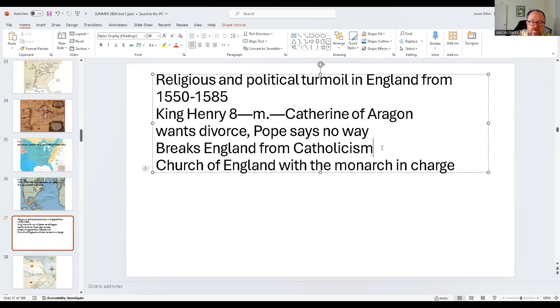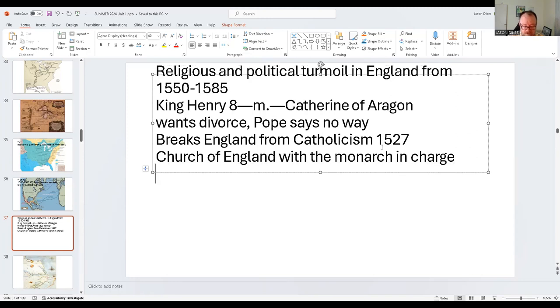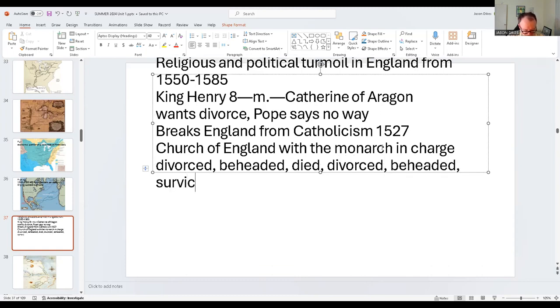This breaking from the Catholic Church, that's 1527. That's not an important date, but just to keep the story going. He'll go through 5 more wives. And the way we remember this is divorced, beheaded, died, divorced, beheaded, survived. That's how we keep the fate of Henry's 6 wives clear. Divorced Catherine, beheaded Anne, and then there's a couple others: died, divorced, beheaded, survived.